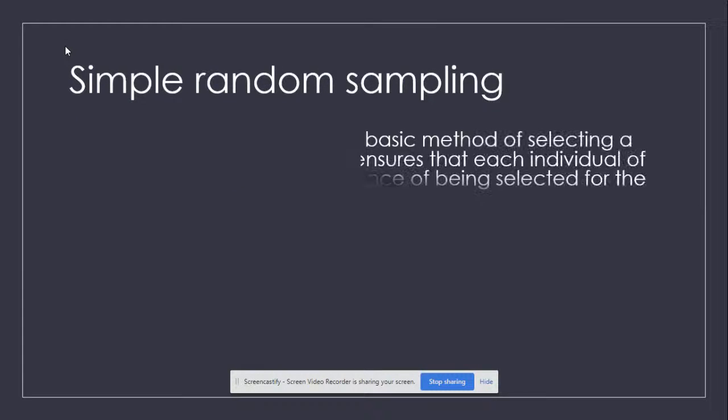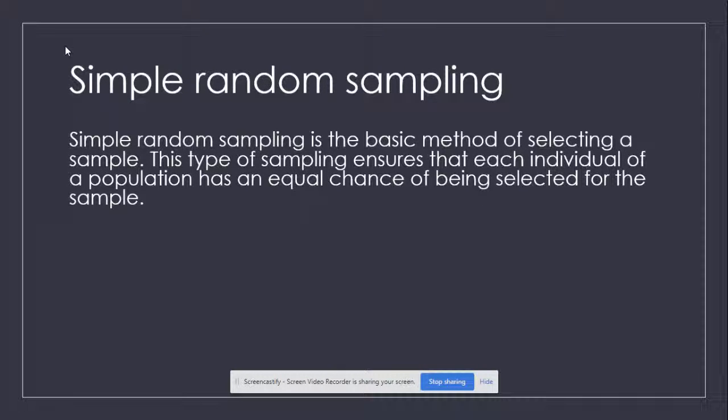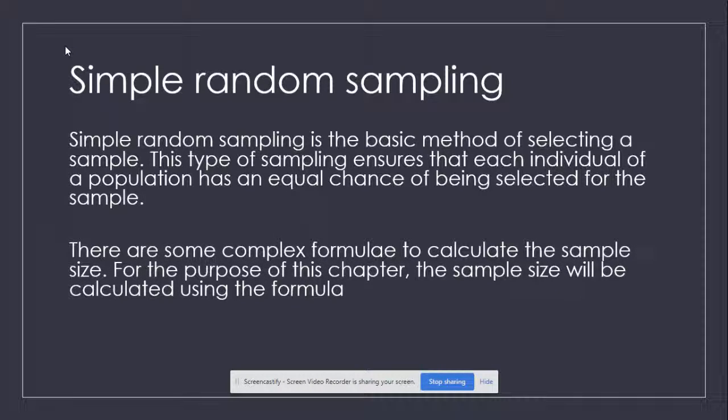So we've got simple random sampling. Simple random sampling is the basic method of selecting a sample. This type of sampling ensures that each individual of a population has an equal chance of being selected for the sample. There are some complex formulas to calculate the sample size. For the purpose of this chapter, the sample size will be calculated using this formula.